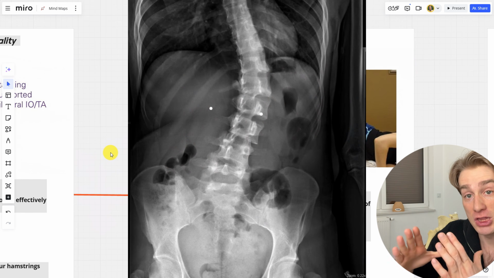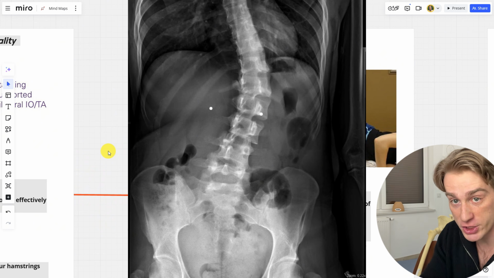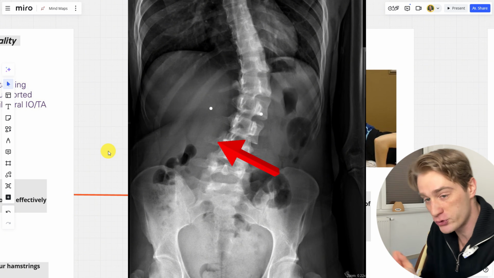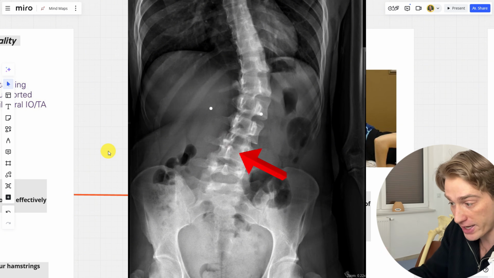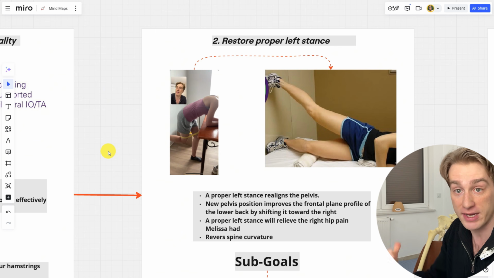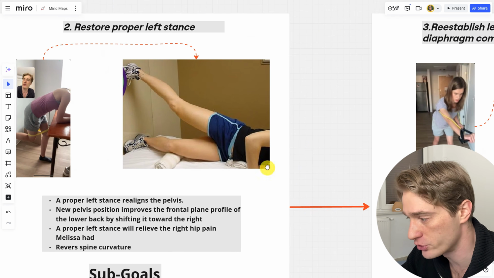But since she lost that proper left stance, since her spine is curved too much towards the left, somehow we have to manipulate the spine to move toward the right. That's why we would have to restore proper left stance, to restore proper ilium bone position. A lot of exercises, it's just not one or two.